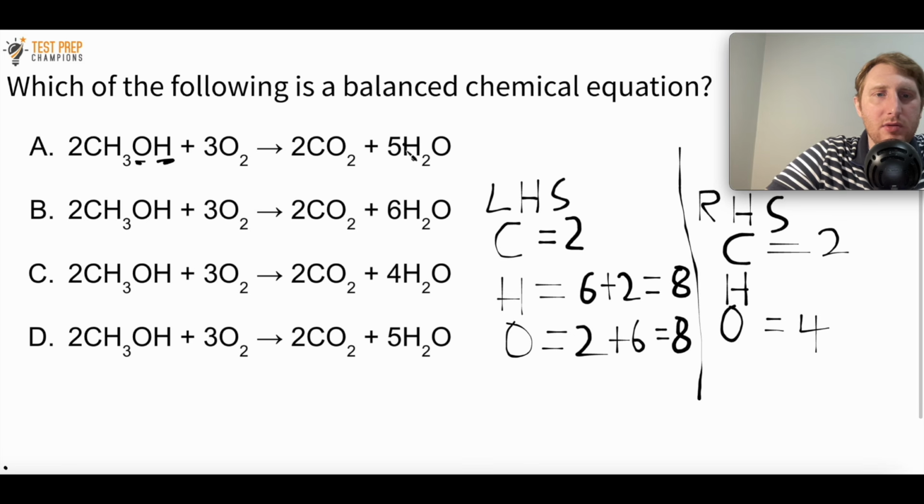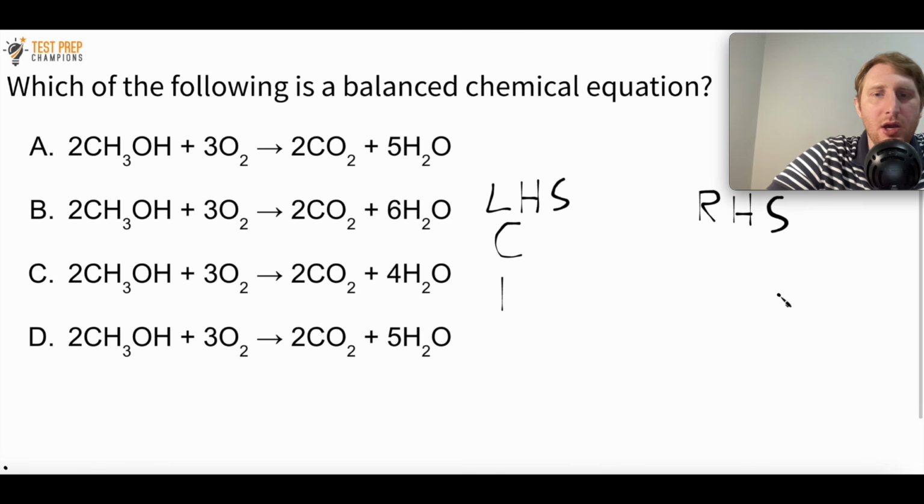Okay, so now I come over to this 5H2O. So I've got this 5 out front here. I've got this little 2 down here, so I do 5 times 2. And we can see right here that the H's are not balanced. I've got 8 on the left-hand side and 10 over here on the right-hand side. So we can stop right here. We don't need to keep going because we already see that the number doesn't match. So let's take A out.